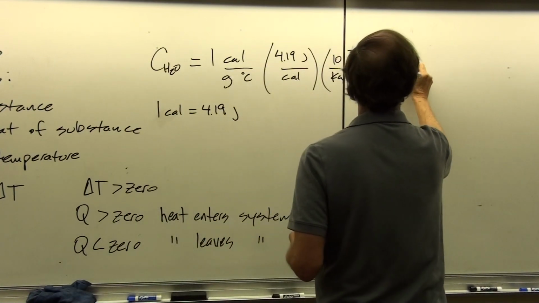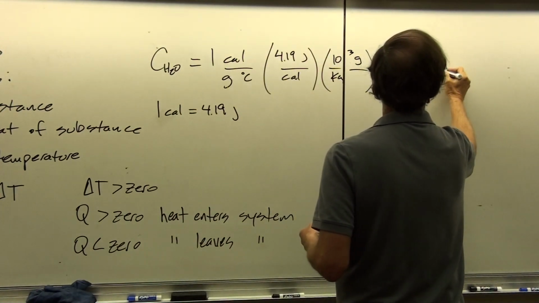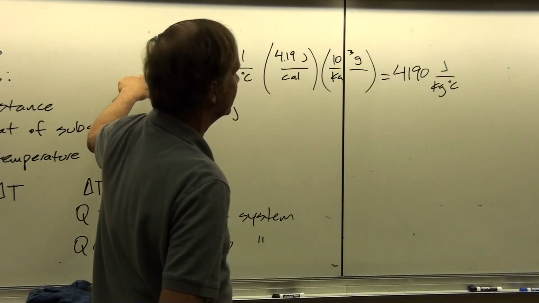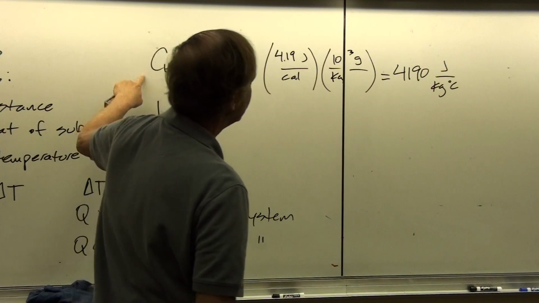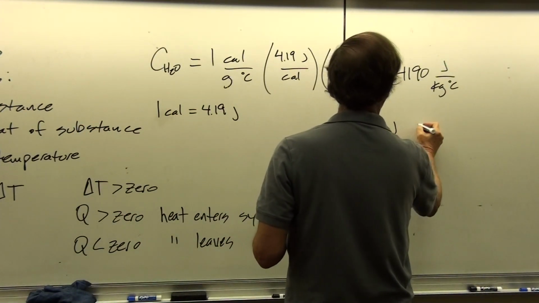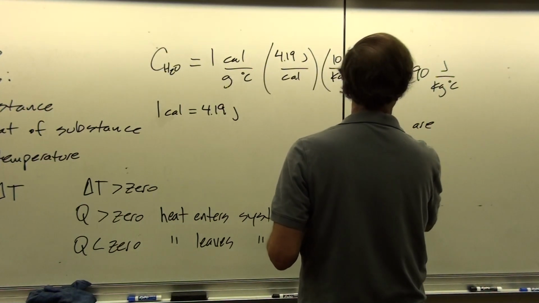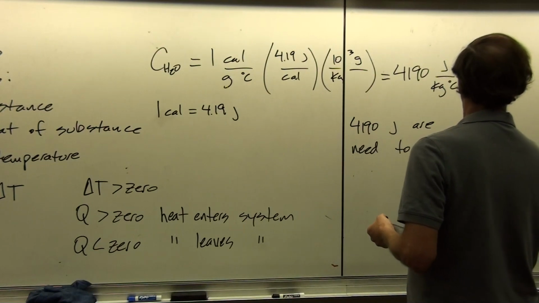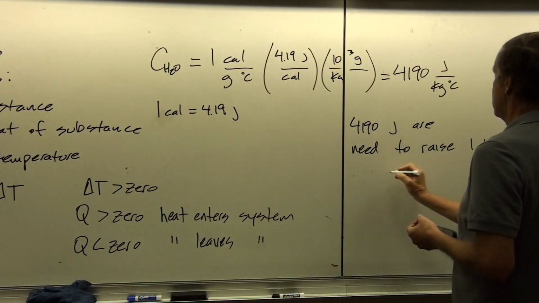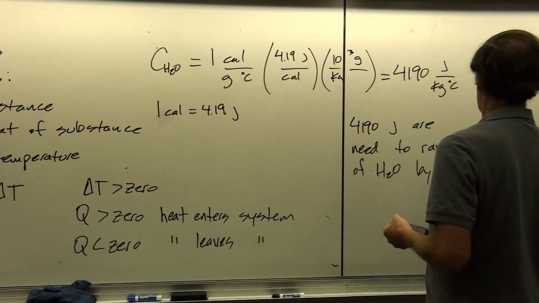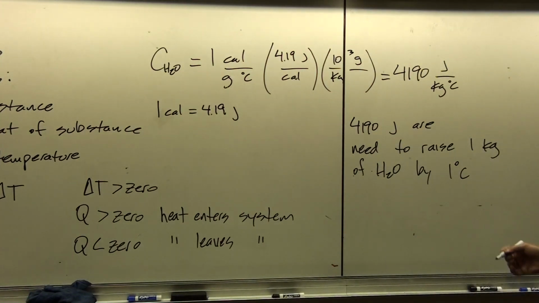So that gives me 4,190 joules per kilogram degrees centigrade. That's the specific heat for water. So what does that mean again? Well, that means that 4,190 joules are needed to raise 1 kilogram of water by 1 degree centigrade. And so that's the definition then for specific heat.